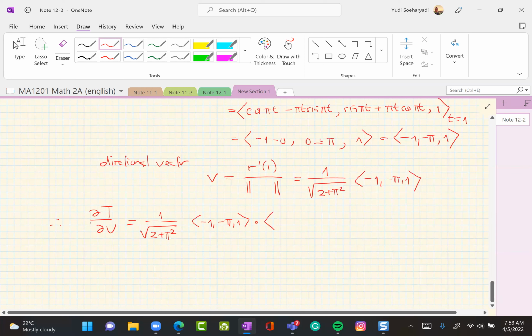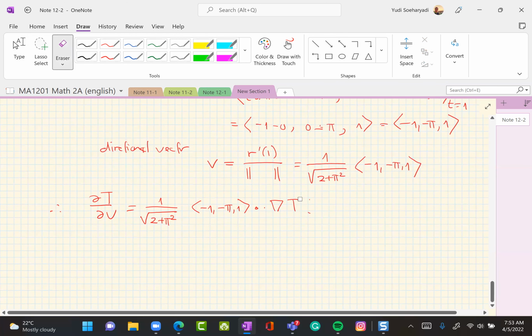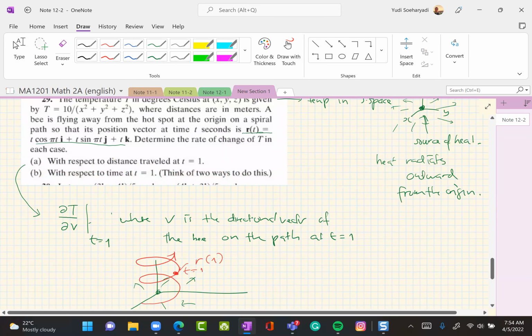Now this is gradient times gradient of t at p. P is, what is p? I should say when t equals 1. Okay, so let's complete this one. 2 plus pi squared. Negative 1, negative pi, 1 times, okay, dt gradient. So derivative with respect to x.